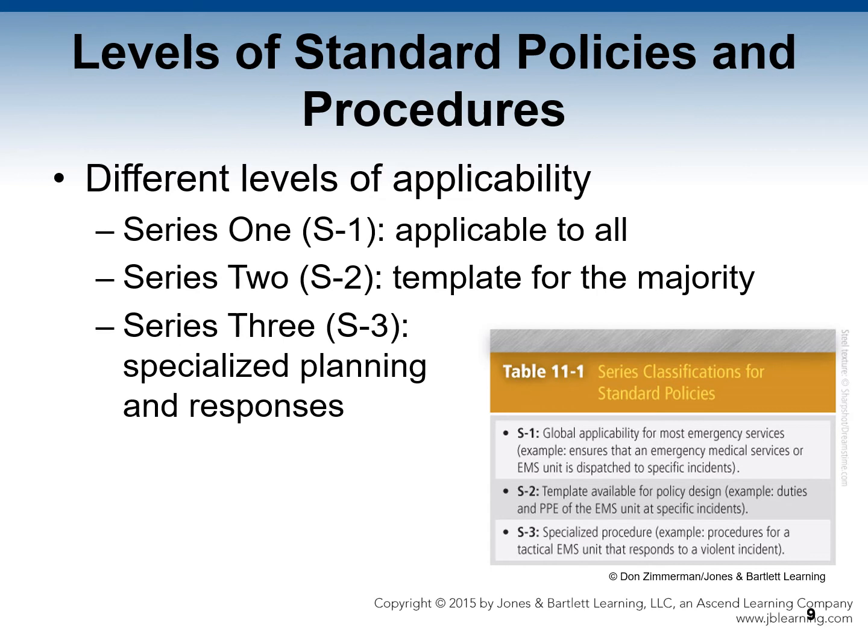In order to provide standard policies for emergency response agencies, the first step would be to create a system based on the different levels of applicability. Series 1 or S1 policies and procedures would be applicable to virtually all emergency response agencies with little or no alterations. Series 2 or S2 would act as a template for the majority of agencies. Series 3 or S3 would be used for specialized planning and responses.